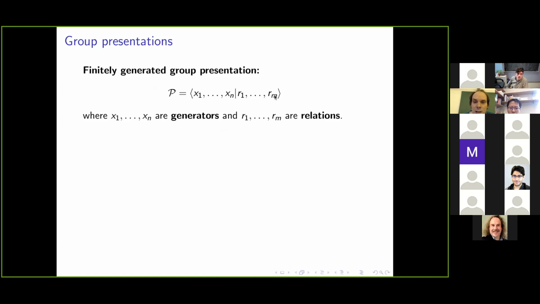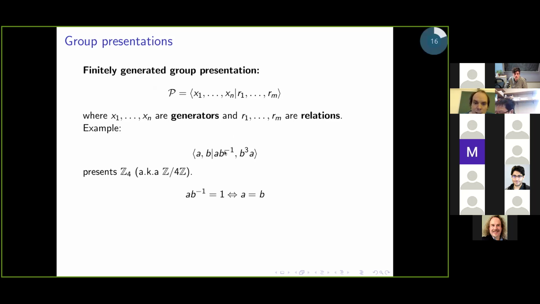I have some number of generators. I have some number of relations. And instead of a formal definition, let me give an example. For example, I may have two generator letters A, B, and I put some relations, basically saying that every relation is a trivial word. If I take this example, then I present the group Z4, because I have this relation A times B to the power of -1, which is essentially equivalent to saying that A is equal to B. And then I plug this into the second relation, I get A to the 4 is equal to 1. And from this, it's easy to see that I have Z4.